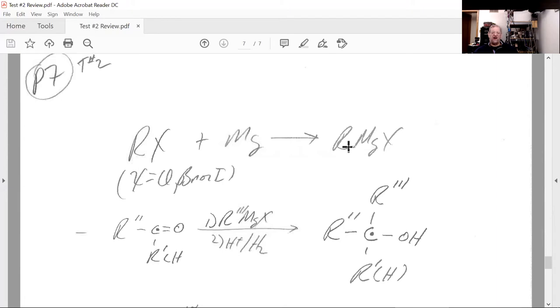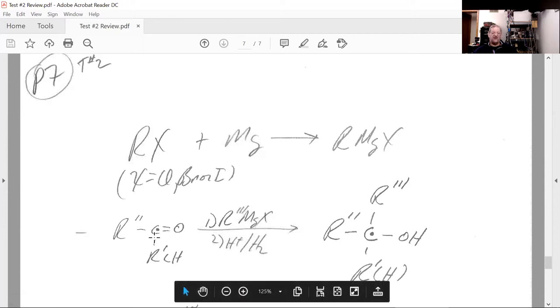Important is RMgX. The carbon with the halogen is now bonded to the magnesium, and the magnesium is bonded to the halogen. If you swap these and put XMg, I'd mark it wrong because nothing like that exists. Now, what's the beauty of the Grignard reagent? You can form a carbon-carbon single bond, something very special, something very rare.